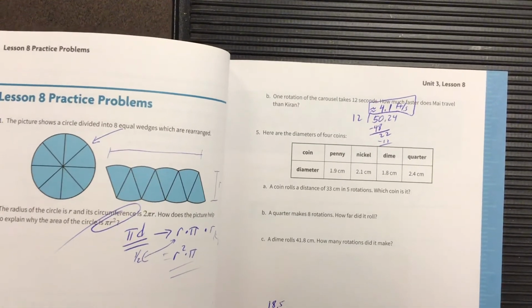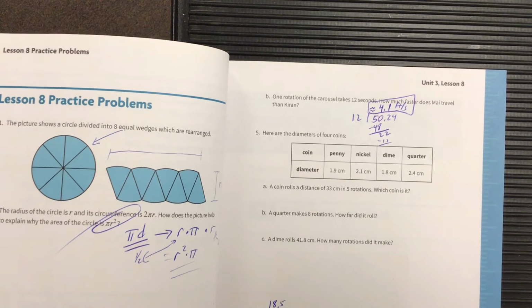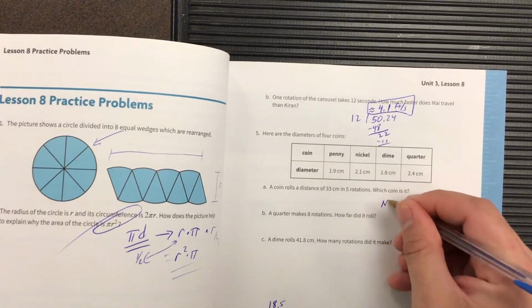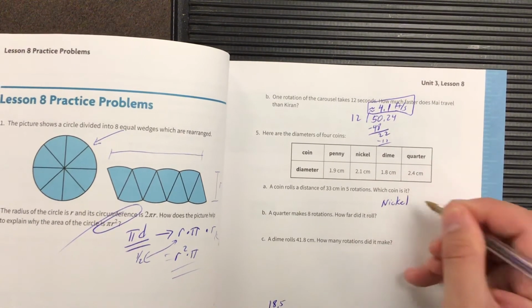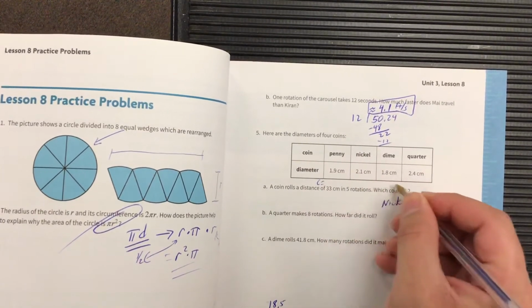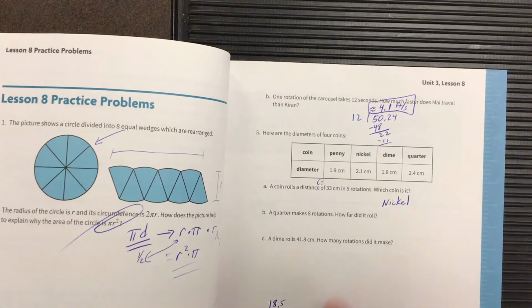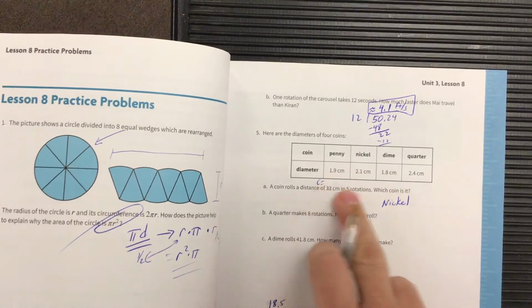A coin rolls a distance of 33 centimeters in 5 rotations. What coin is it? Kellen, how do you know that? Because I found one circumference. All right, so you took all these times pi and got the circumference. Took it times 5, it was close to 33. Okay, so you're looking for a circumference probably around 6.